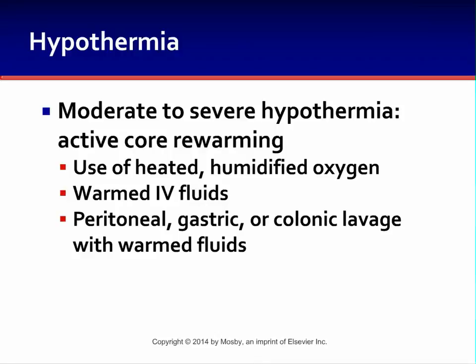Moderate to severe hypothermia requires active core rewarming, which includes the use of heated, humidified oxygen, warm IV fluids, and peritoneal and gastric or colonic lavage with warmed fluids. Consider cardiopulmonary bypass or continuous arteriovenous rewarming in severe hypothermia.